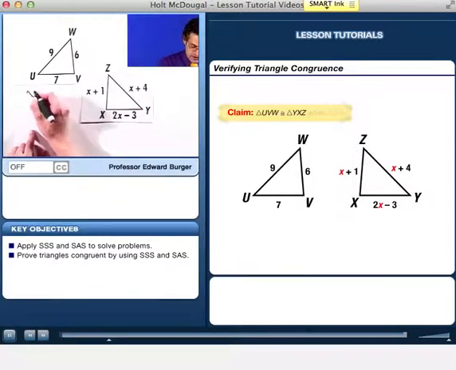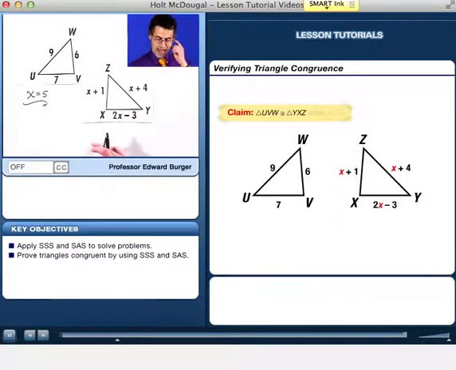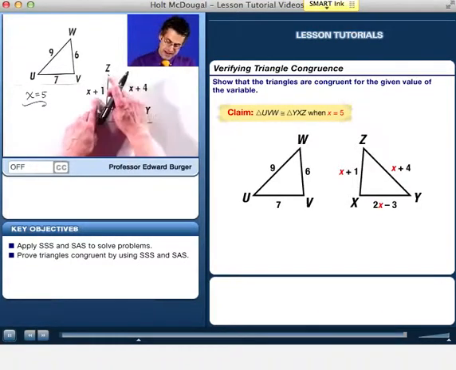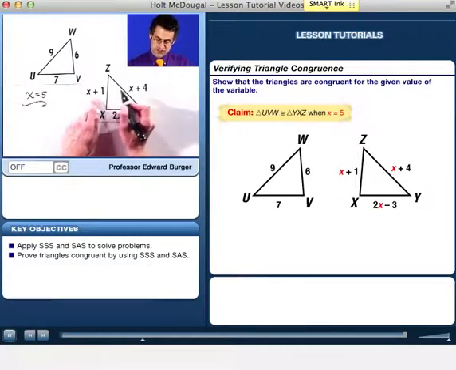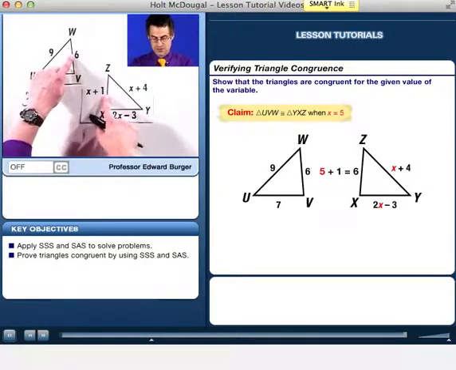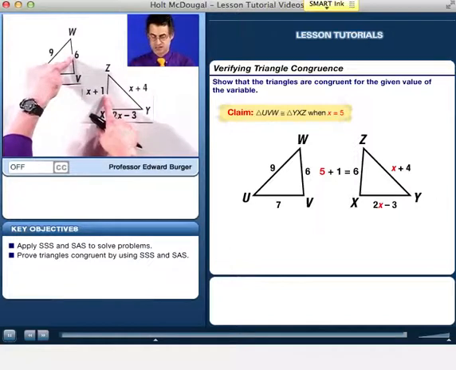So these triangles are congruent when x equals 5. And now let's show that these triangles are really congruent. Let's verify that claim. Well, let's see. If I let x equal 5 here, then I can compute this length. It's just 5 plus 1, which is 6. So this has length 6, which notice corresponds perfectly with this length. So these two sides are congruent.